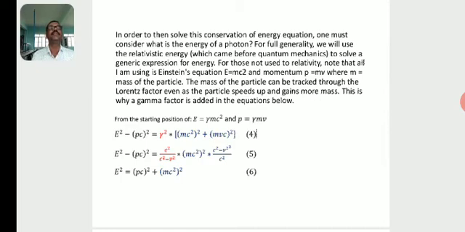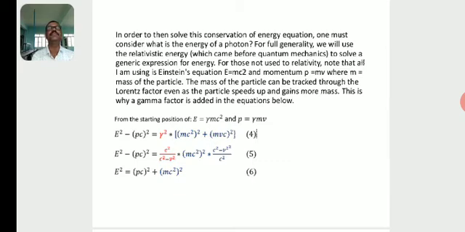Generally, we will use the relativistic energy, which came before quantum mechanics, to solve a generic expression for energy. For those not used to relativity, note that all I am using is Einstein's equation E = mc² and momentum p = mv, where m is the mass of the particle. The mass of the particle can be tracked through the Lorentz factor even as the particle speeds up and gains more mass. This is why a gamma factor is added in the equations below.